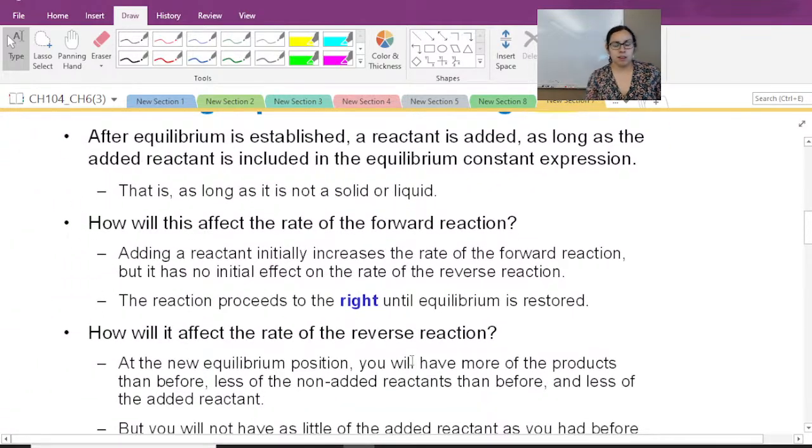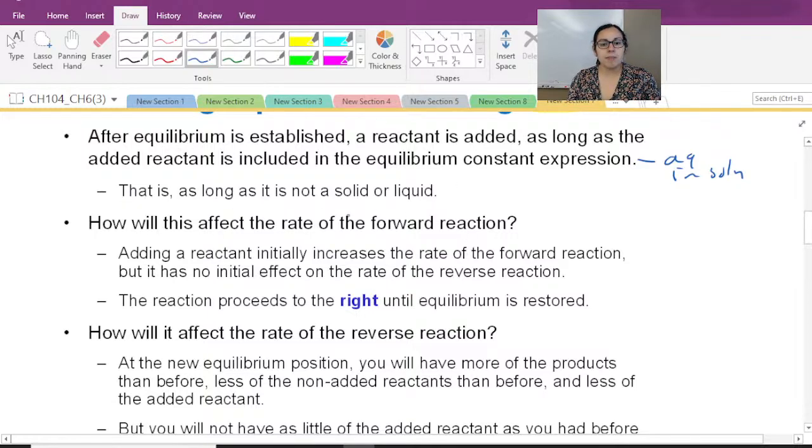So let's look at this statement that says, as long as the added reactant is included in the equilibrium constant expression. And that means for us, it usually has to be like an aqueous thing in solution. So that's what we're generally looking for. And then it makes a statement, as long as it is not a solid or liquid.